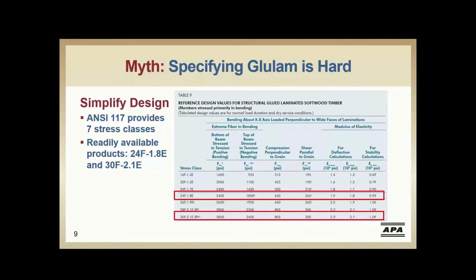ANSI 117 takes those 50 layups and breaks them into 7 reference stress classifications, as shown in this table, where the group design values are listed. And then we take this further. We mentioned that there are 2 stress classifications that are most commonly available with stock Glulam. So this layout is a little more similar to what you see with structural composite lumber. If we look at it, we see that F sub B value and we see an E value, 1.8E, so it's a 2400 1.8E product, or a 3000 bending 2.1E product. A lot similar to what you're used to seeing with structural composite lumber.